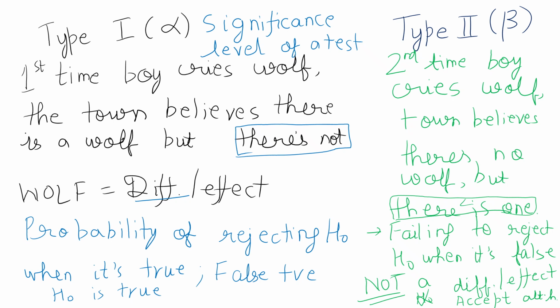This is also known as false negative. As I told you, we become insensitive, extremely negative from inside, so false negative error. Second time boy cries, the town believes there is no wolf, but there is one. Sorry, we should accept the alternate hypothesis here in the case of type 2 error. We are failing to reject the null hypothesis when it is false; we should accept the alternate hypothesis.